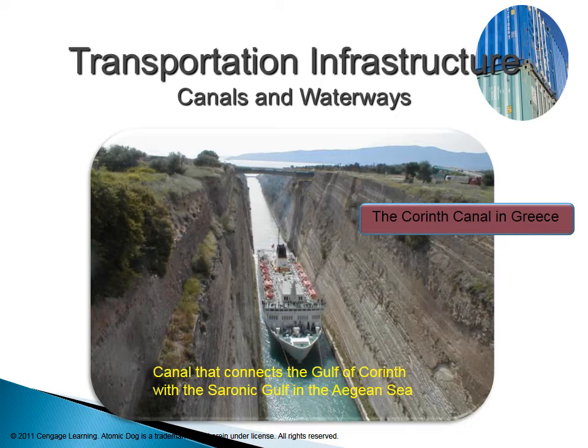This shows the Corinth Canal in Greece. Again, the canal connects the Gulf of Corinth with the Saronic Gulf in the Aegean Sea. Again, these are all engineering marvels. But one biggest difficulty with all these canals, again, is the width. There is a restriction on the size of the ship which can cross this canal.